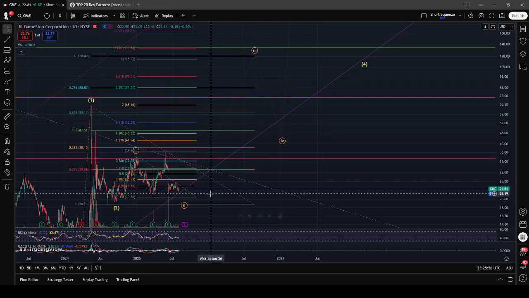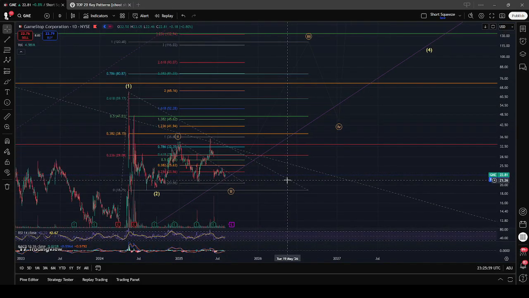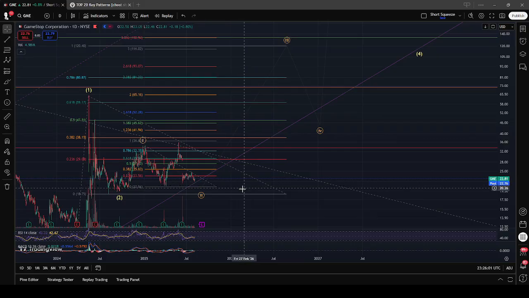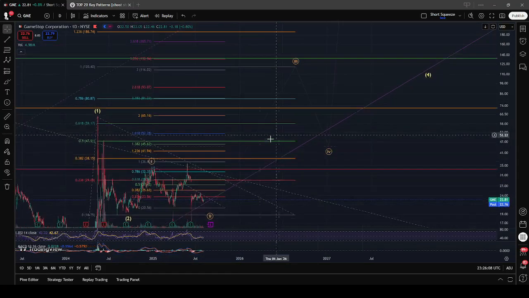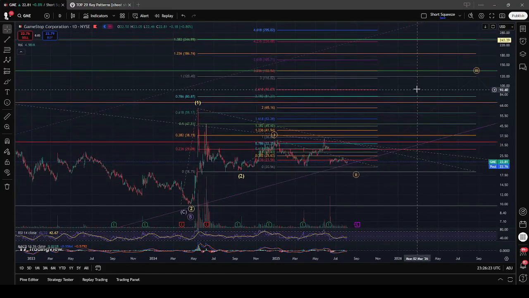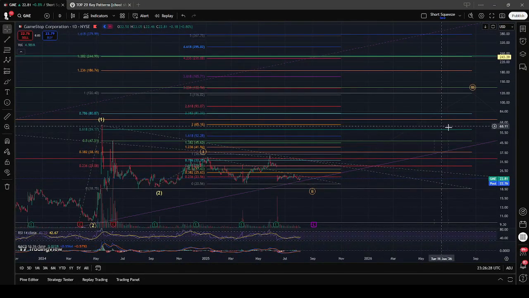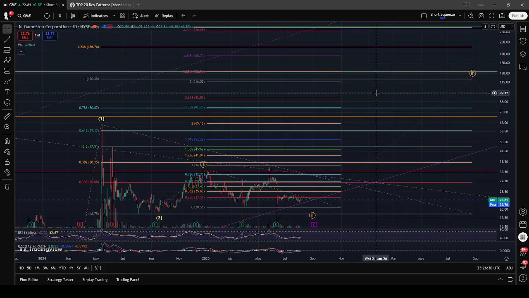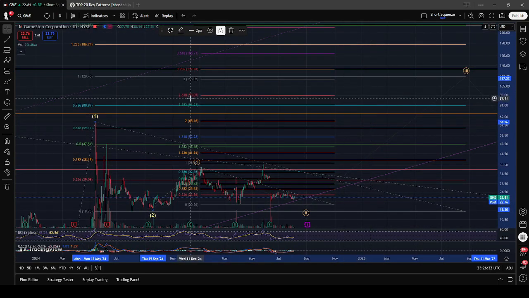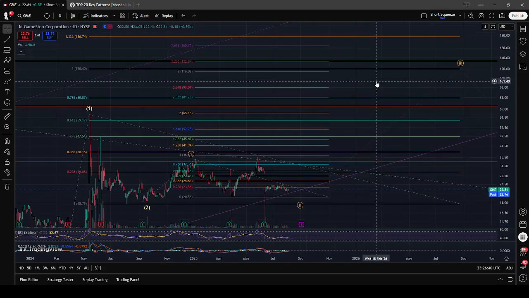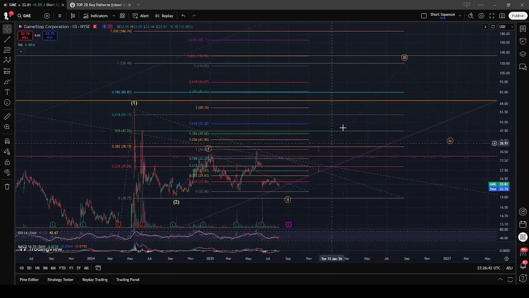The next move up, the micro wave 3, would be extended. We would be looking past maybe 1.618, but it can definitely go higher than that. It can hit 2.618 in a breeze. It'll be so easy for it. So I wouldn't be surprised to hit $81, 116, 120, 132. I wouldn't be surprised if it did that.